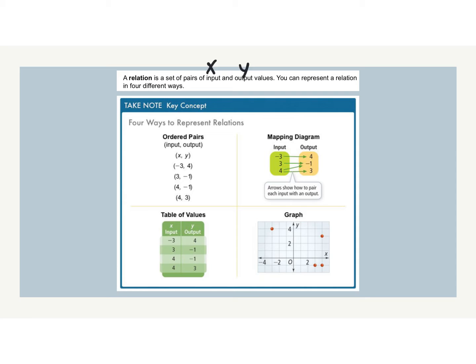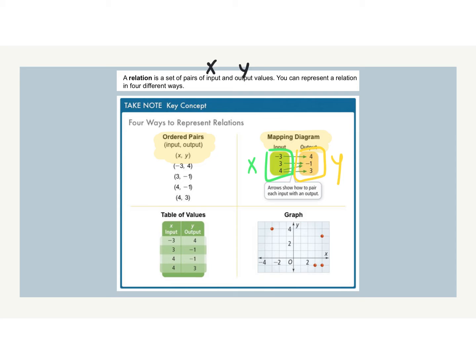We can have ordered pairs. This is one way, where you have that x comma y. Remember, your x always comes first because x comes before y in the alphabet. We have a mapping diagram, so you have your input and your output. These are your x values here. So these are your x, these are your y's. It's just a different way of writing it.